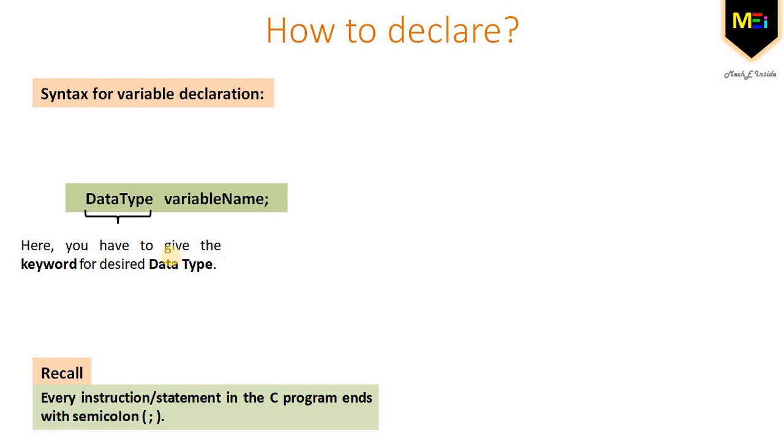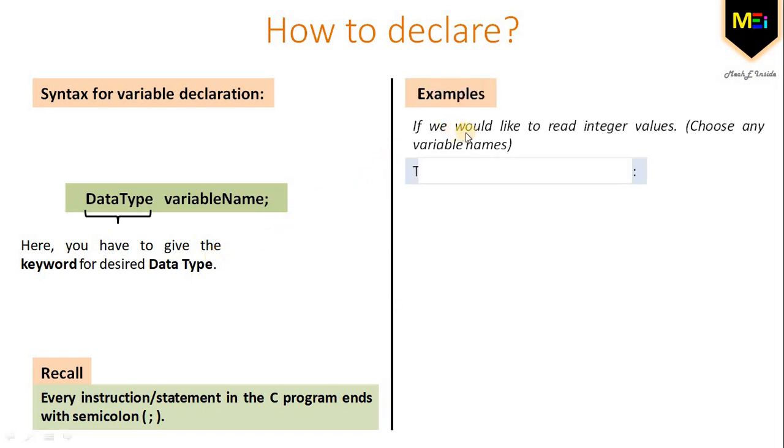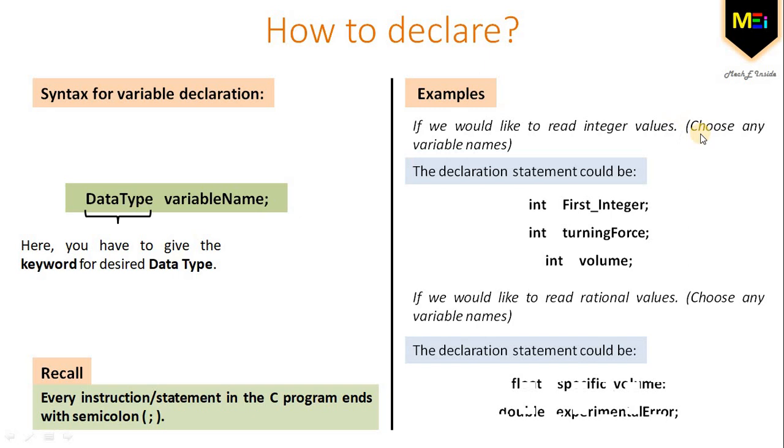For integer, the keyword is int. For floating point, the keyword is float. For double precision floating point, the keyword is double. Let's have an example to understand the syntax more clearly. Suppose we would like to read an integer value by choosing any variable name. The declaration statement could be int space first_integer, then a semicolon.